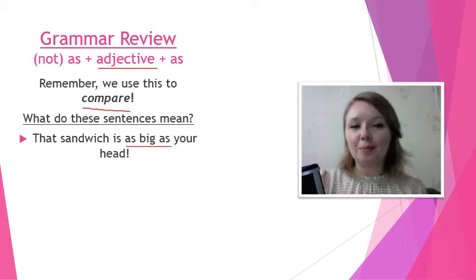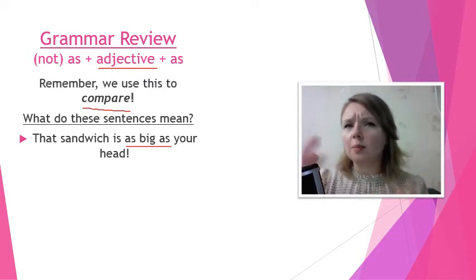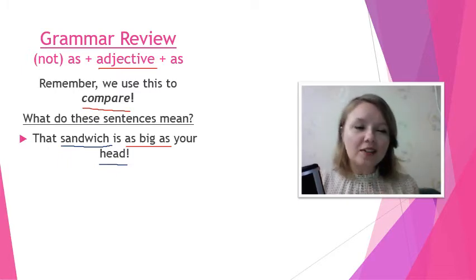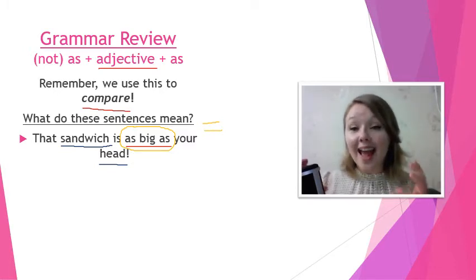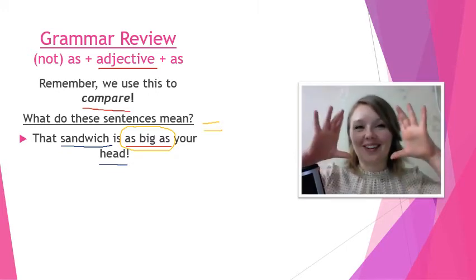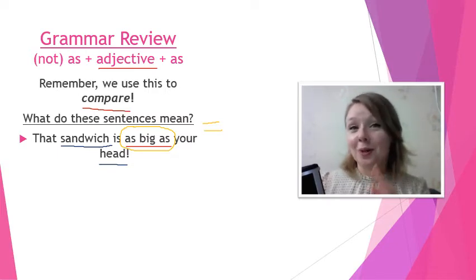Okay, here we see as big as. First, I want to ask you, what 2 things are we comparing in this sentence? What are the 2 nouns in our sentence? We are comparing a sandwich and your head. And what are we saying? What is our comparison here? As big as. So this means the size is equal. So saying that sandwich is as big as your head means that your head and the sandwich are the same size. So it would be a very big sandwich, or maybe you have a very small head.